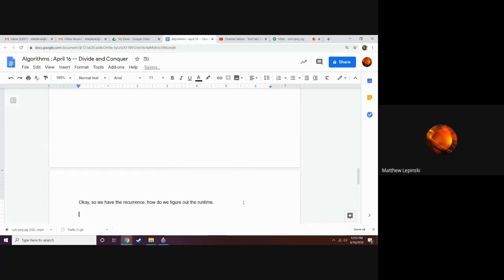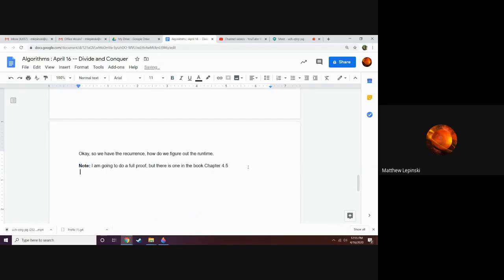The idea here, note, I'm not going to do a full proof, but there is one in the book in chapter 4.5. You don't need to understand the full proof, but you should understand how to use this approach. This approach is generally called the Master Theorem. I have no idea why this is the Master Theorem for recurrences. I don't actually know why this is called the Master Theorem.